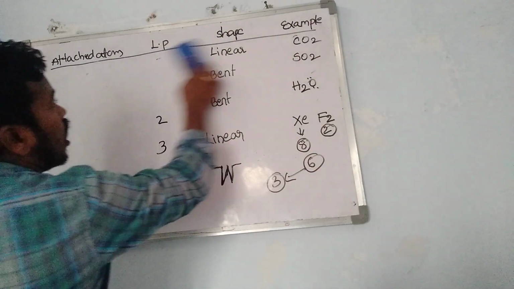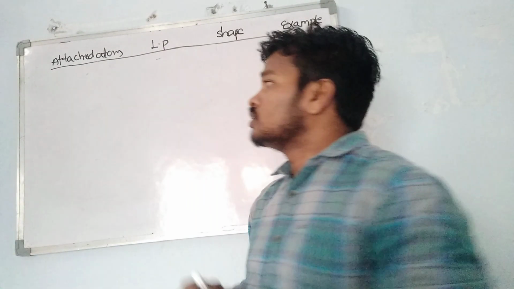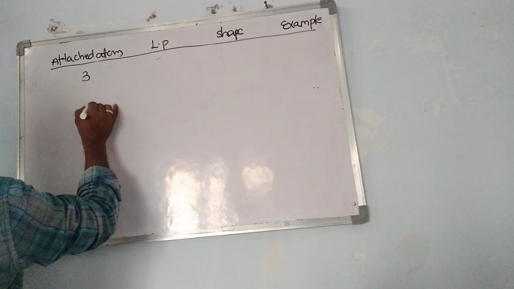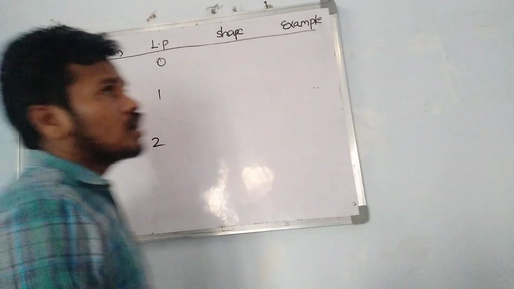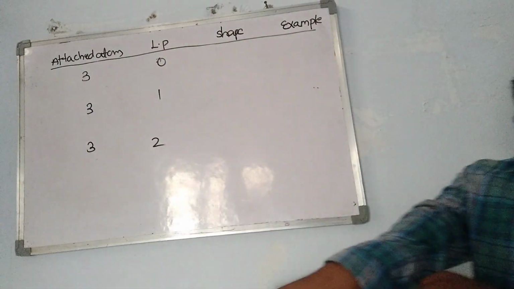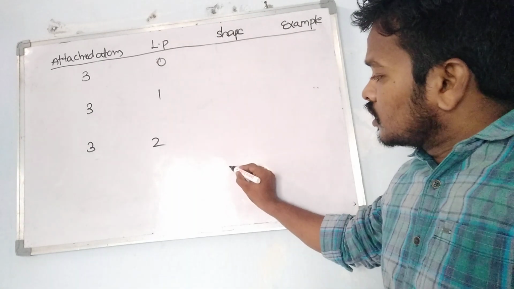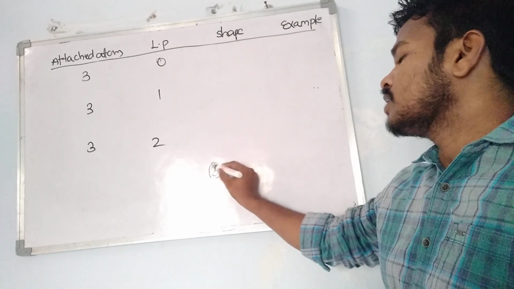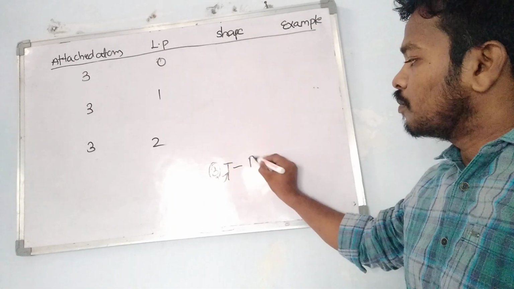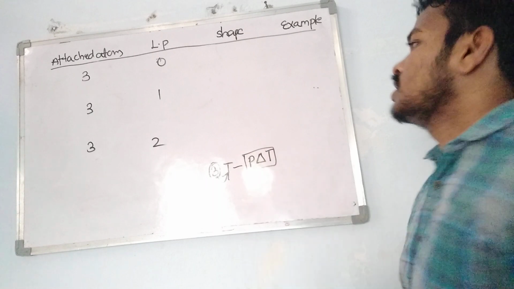Next is how to remember the shape of the molecule if the central atom is attached with 3 atoms. Here just write 3 three times: 3, 3, 3, with lone pairs 0, 1, 2. So we are talking about 3 attached atoms with 0 lone pair, 3 attached atoms with 1 lone pair, and 3 attached atoms with 2 lone pairs. In chemistry, 3 is called tri. Just remember this: T, P, delta, T.